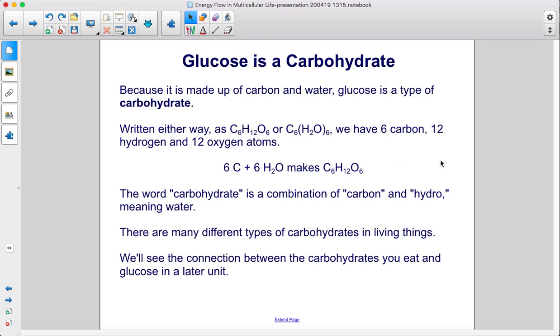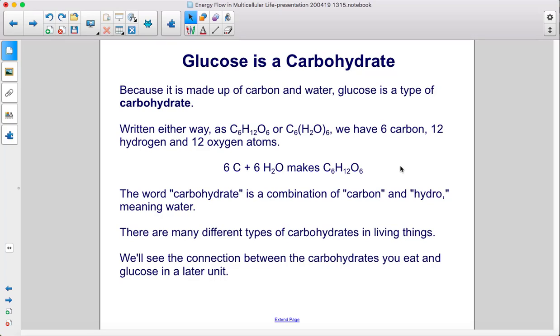Because it is made up of carbon and water, glucose is a type of carbohydrate, written either way as C6H12O6 or C6(H2O)6. We have 6 carbon, 12 hydrogen, and 6 oxygen atoms. 6 carbon plus 6 water makes glucose. The word carbohydrate is a combination of carbon and hydro, meaning water.